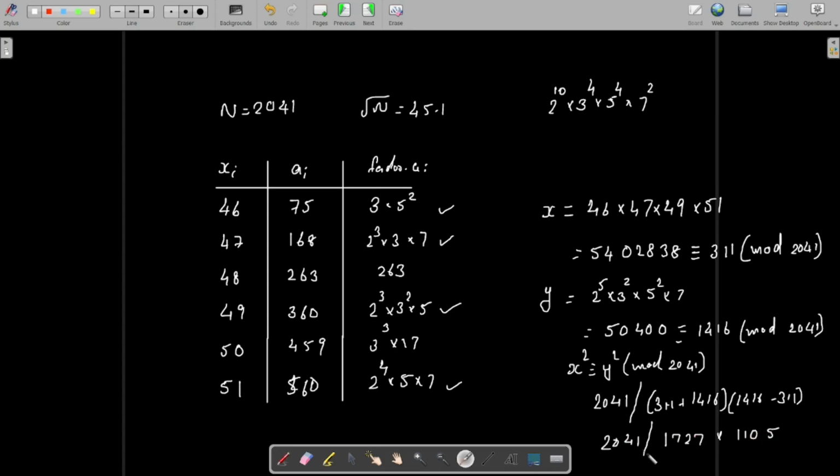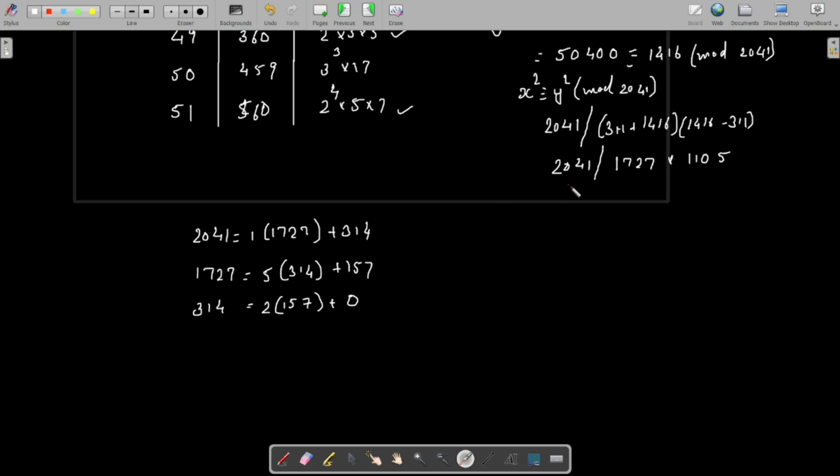Now we will find the GCD of 1727 and 2041, or the GCD of 1105 and 2041. Then we will find one factor of 2041. You know the method of finding the GCD of two numbers using the Euclidean algorithm. So you have 2041 is equal to 1 times 1727 plus 314. Then 1727 is equal to 5 times 314 plus 157. And 314 is equal to 2 times 157 plus 0. So you know the GCD is the last non-zero remainder, that is 157.